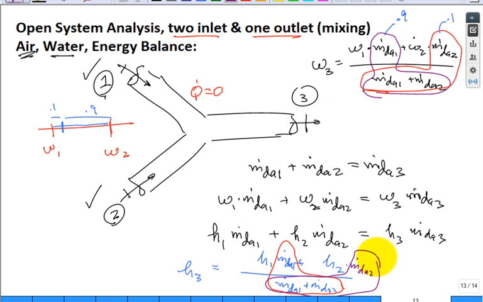So you have two enthalpies. You do a straight line, and then whatever the percent of the length of the line is, that is the mass flow rate fraction.